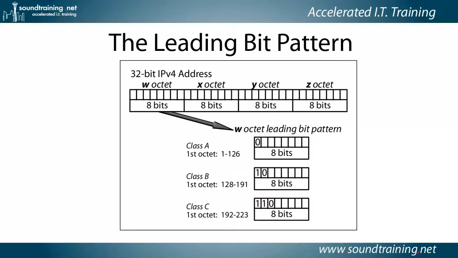A class B, the first 2 bits are always 10, which mathematically would give us a first octet value of 128 through 191 inclusive, couldn't be anything else. And for a class C, the first 3 bits are always 110, which gives us a first octet value of 192 to 223 inclusive. Again, can't be anything else.